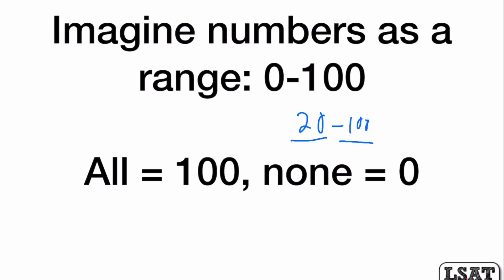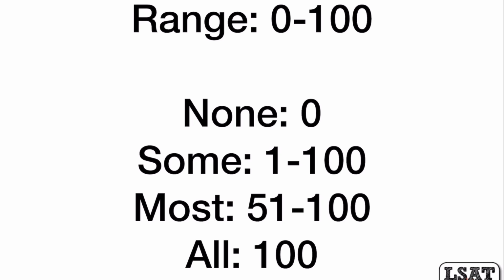Now let's look at the ranges of the most common quantity words. Our full range is from 0 to 100. The first one is none. That's easy. That's 0. The next one is some. Now, this is the one that gets people confused. Some can be anything from 1 to 100.